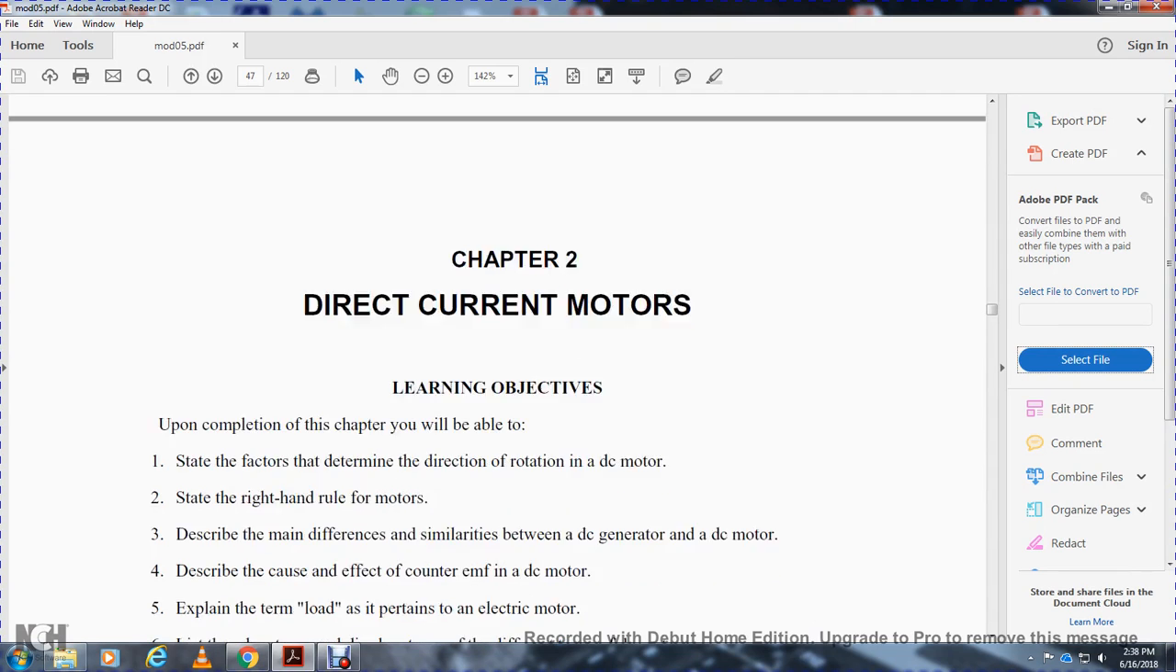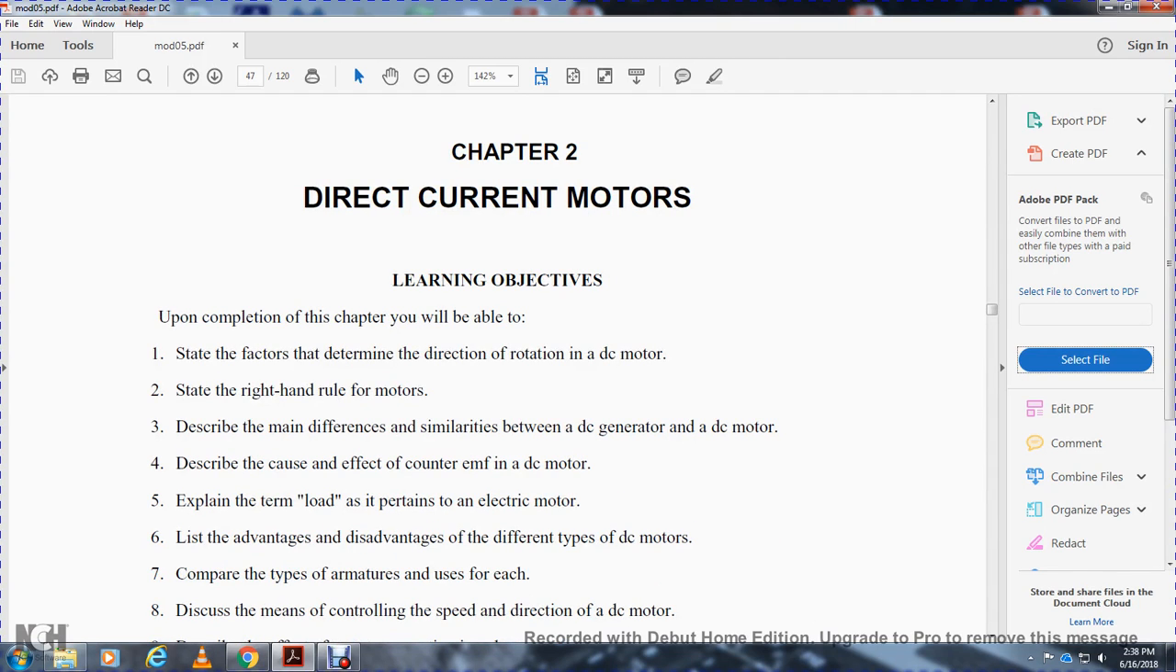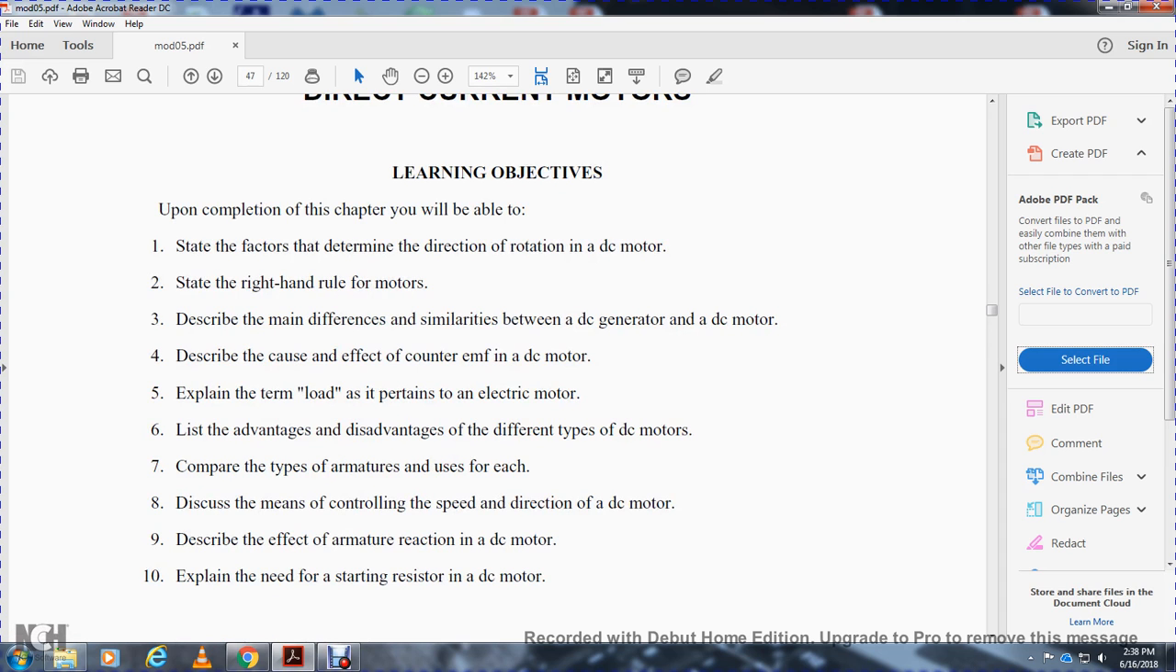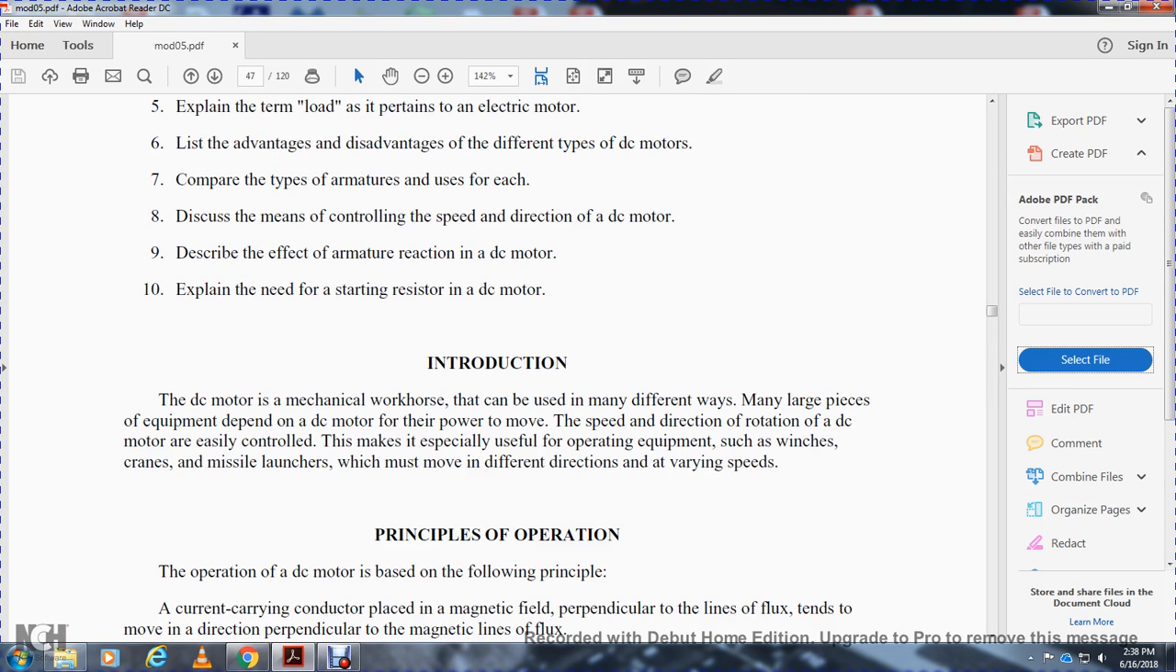motor, state the right-hand rule for motors, describe the main differences and similarities between the DC motor and DC generator, describe the cause and effect of the counter EMF in the DC motor, explain the term load as pertaining to the electrical motor, list the advantages and disadvantages of the different types of DC motors, compare the types of armatures used for each, determine the means of controlling the speed and direction of the DC motor, describe the effect of the armature reaction on the DC motor, explain the need for a starting resistor for the DC motor.